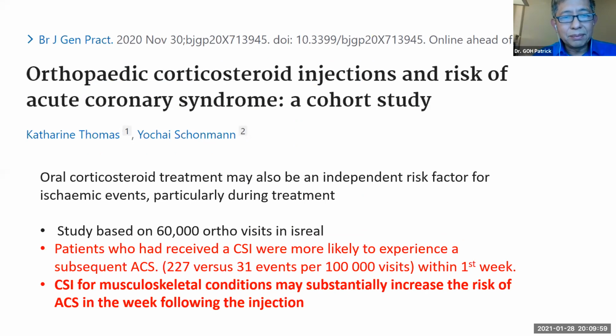So all the treatments are taken care of and they are able to collect very good data. And basically what they found was that the risk of coronary event was 227 in a corticosteroid injection versus 31 events per 100,000 visits within the first week of receiving the injection. So the conclusion here was that it could perhaps increase the risk of a cardiac event after the injection.